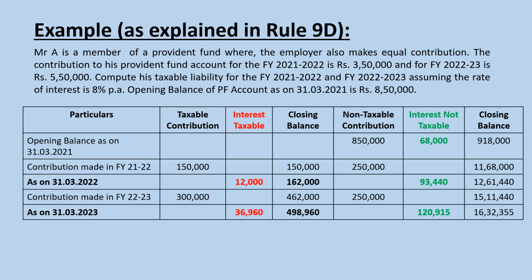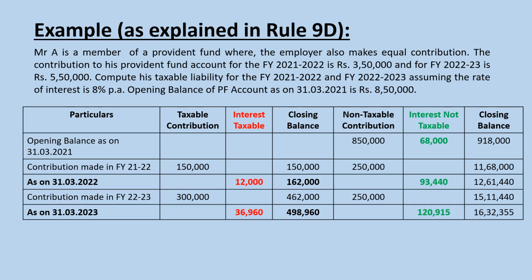Now, contribution made during financial year 21-22 is 3,50,000, of which 2,50,000 is non-taxable contribution, on which the interest of 93,440 is not taxable, whereas the contribution of 1,50,000, which is taxable, on this interest of 12,000 is taxable. So for the financial year 31st of March 2022, your interest of rupees 12,000 has to be offered for tax.